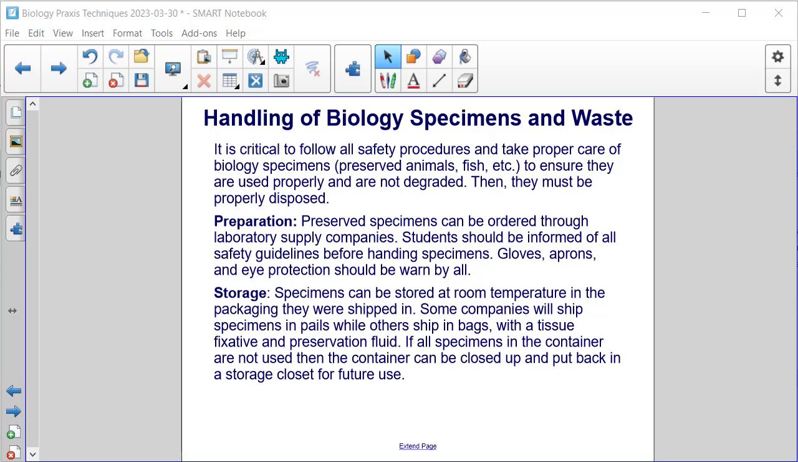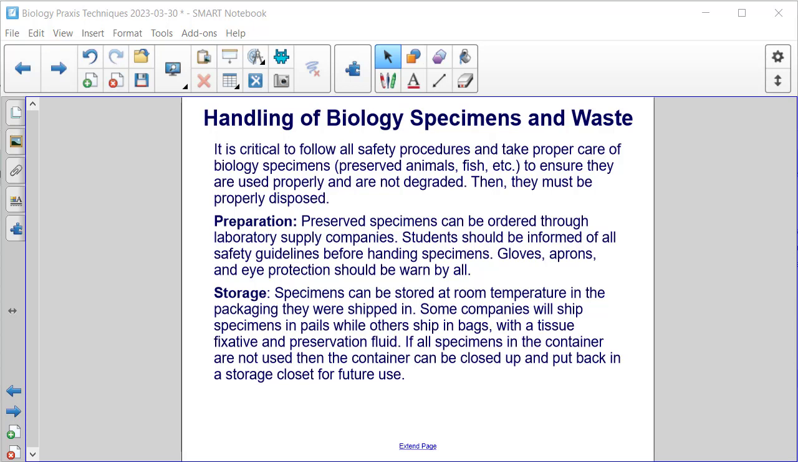Handling of biology specimens and waste. It is critical to follow all safety procedures and take proper care of biology specimens, preserved animals, fish, etc., to ensure they are used properly and are not degraded. Then they must be properly disposed. Preparation. Preserved specimens can be ordered through laboratory supply companies. Students should be informed of all safety guidelines before handling specimens. Gloves, aprons, and eye protection should be worn by all.